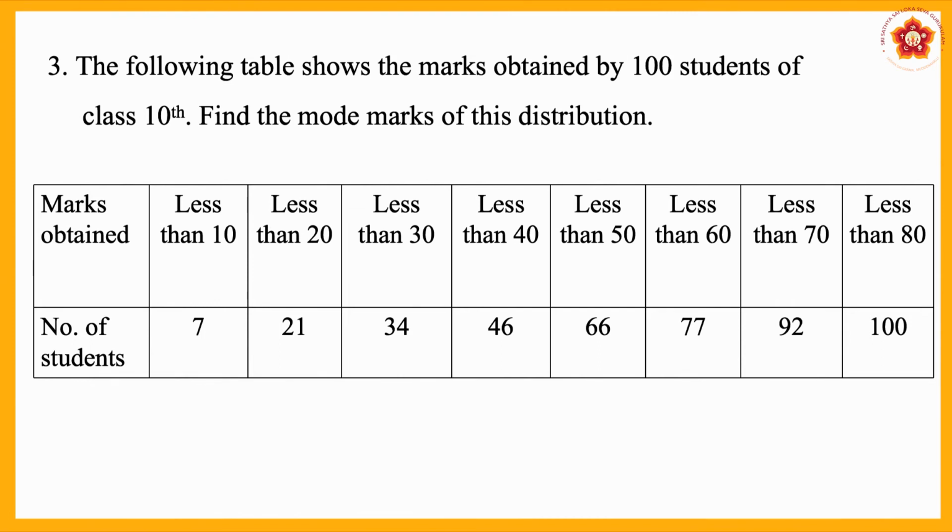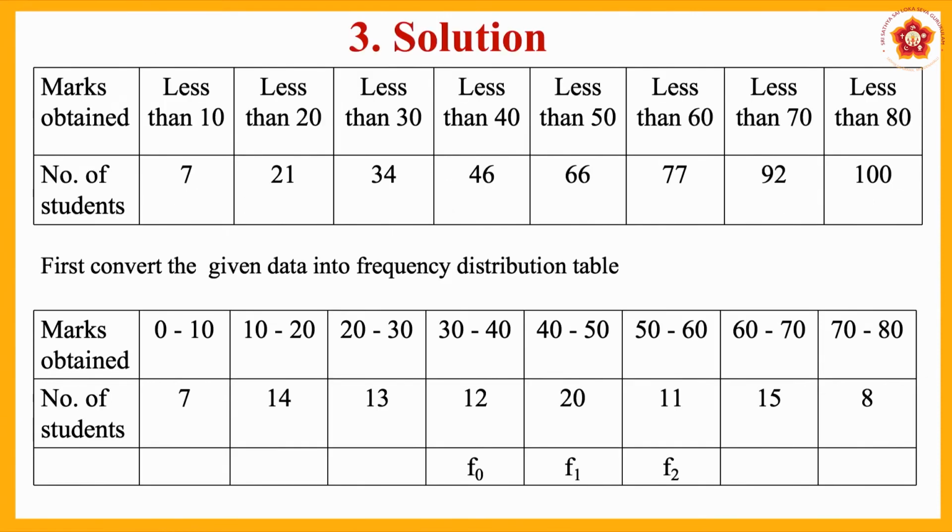Now the given distribution is not in the form of frequency distribution. So first of all you have to convert the given data into a frequency distribution table. Now less than 10 is there, therefore the first class interval should be 0 to 10. Next class becomes 10 to 20, next 20 to 30, next 30 to 40, next 40 to 50, then 50 to 60, 60 to 70, 70 to 80.